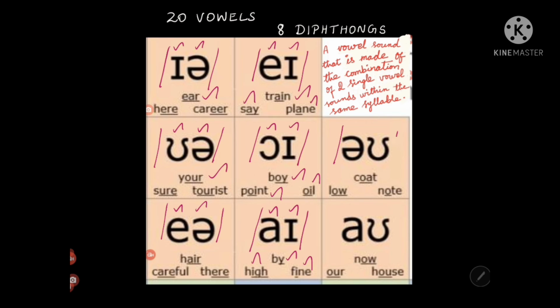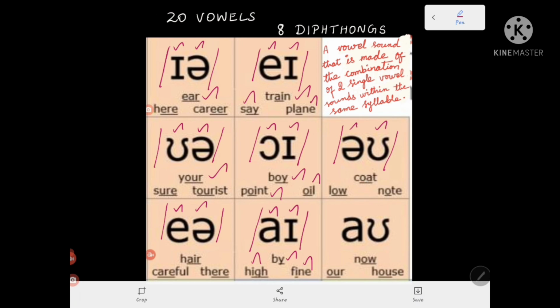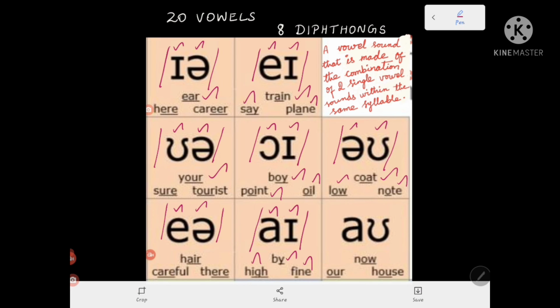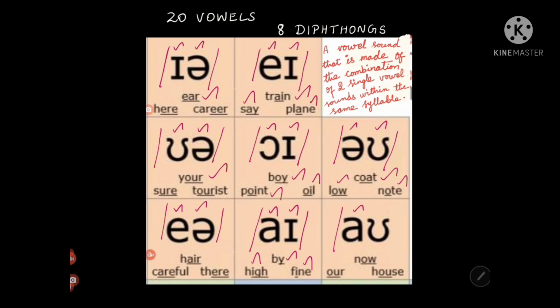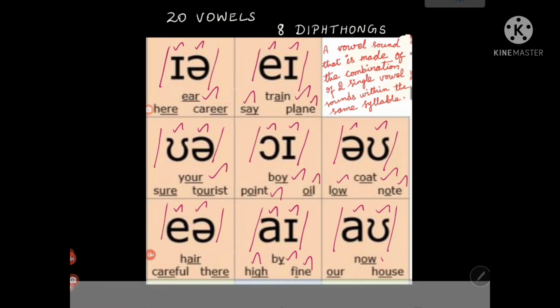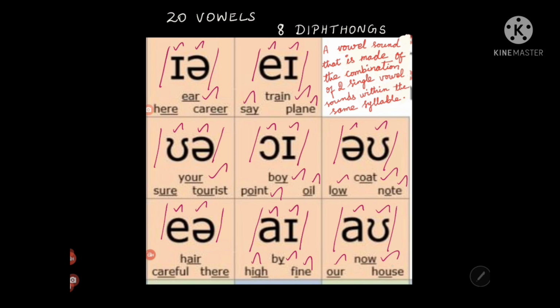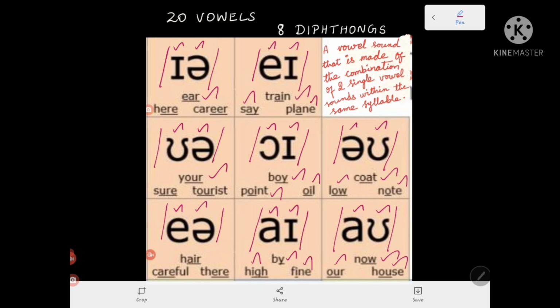O, u: coat, low, note. A, u: ow, now. Our, house. That's it.